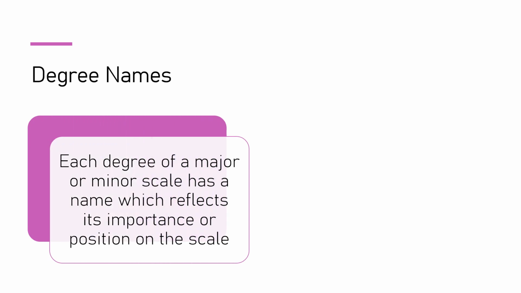So degree names, let's look at the concept. If you look at a major scale or a minor scale, we've taught you how to construct that even from grade 1. Each of these scales has 7 notes that make up the scale. Each of those notes has a name attached to it, telling you the position in the scale or the importance in the scale. So we're going to look at what names each of those notes in the scale bear.